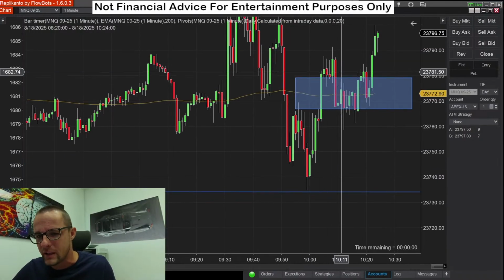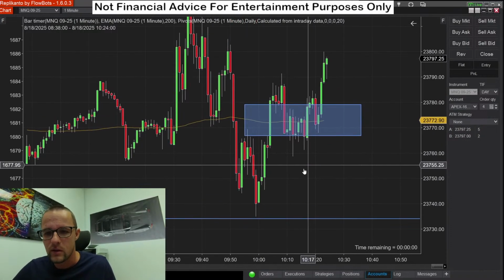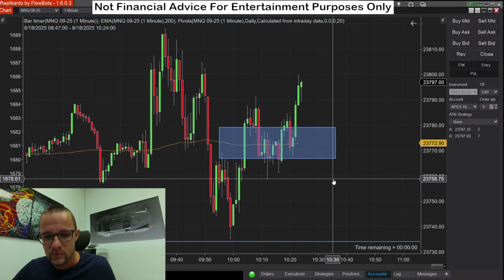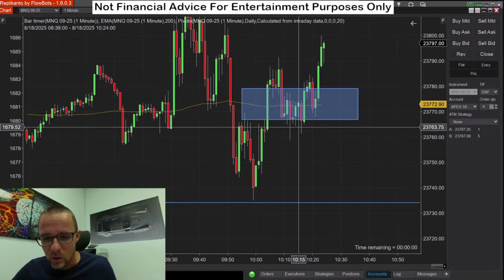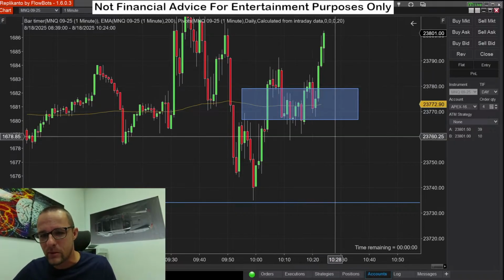But this would have been plenty of a move for me. I'm a scalper. This is way more than enough for me. So, all right, we're starting to kind of fail to go lower. We did close below this gap, but immediately pushed back up, closed back above the gap.